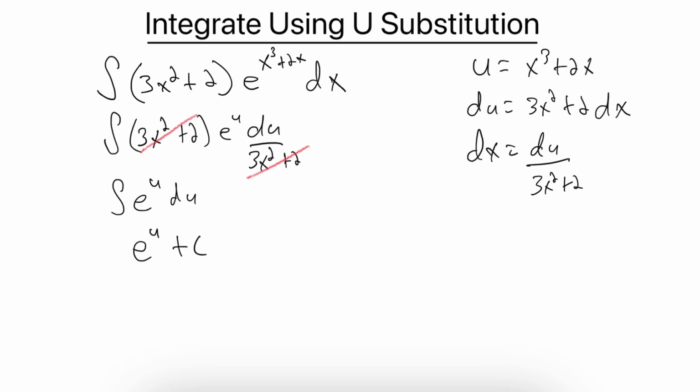Now we're going to swap everything back in. So our final answer is going to be e raised to the power of x cubed plus 2x plus c.